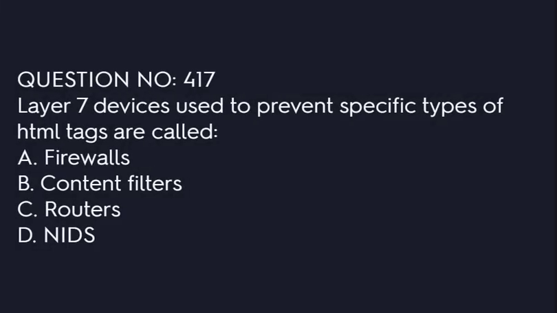Question no. 417. Layer 7 devices used to prevent specific types of HTML tags are called: A. Firewalls. B. Content filters. C. Routers. D. NIDs. B.